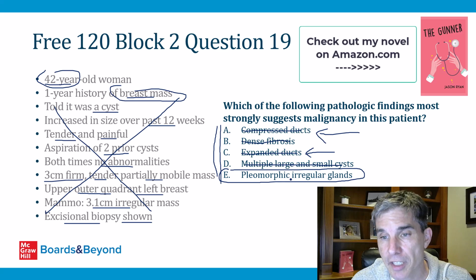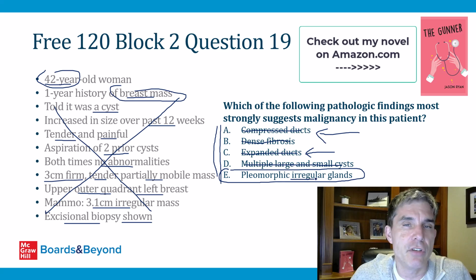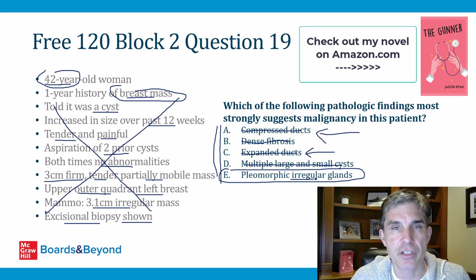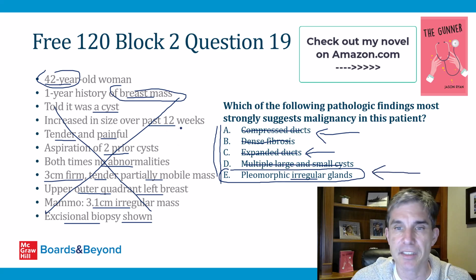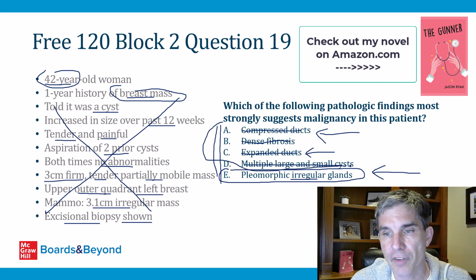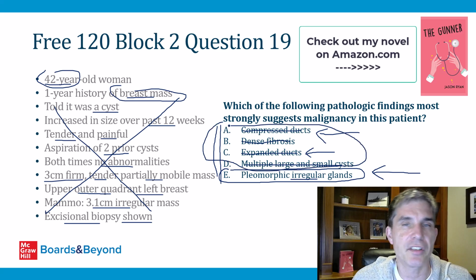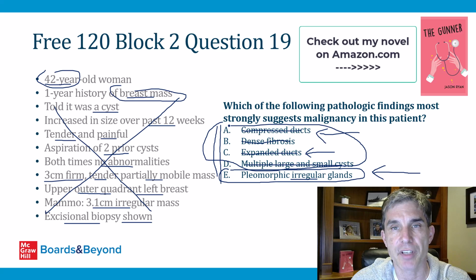And they even tell you that the glands are irregular to let you know that they're not growing in the normal fashion, they're growing in an irregular fashion. So a finding on a breast biopsy of pleomorphic irregular glands would strongly suggest malignancy. This is a very concerning finding, and that's in stark contrast to these other 4 findings here, all of which you could easily see in benign fibrocystic breast change.